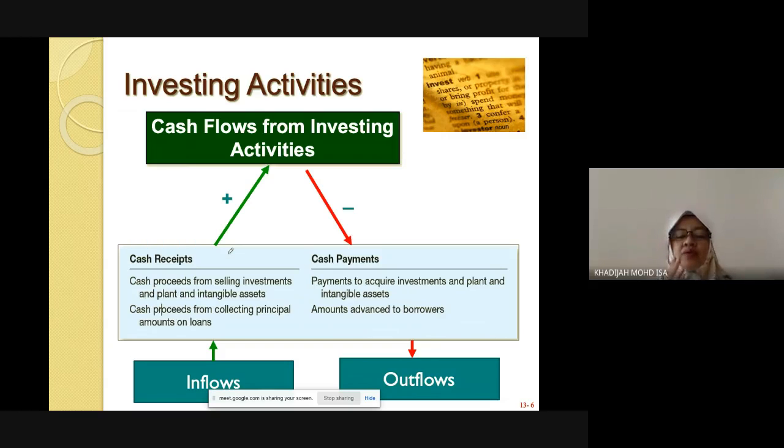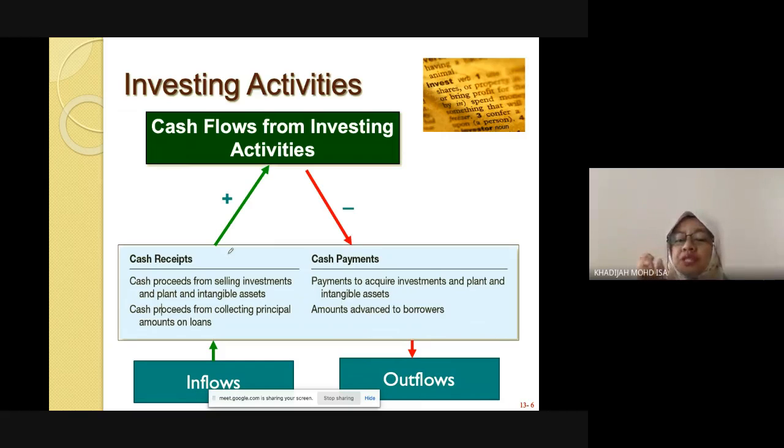And similarly, just now we said cash proceeds from collecting principal amount on loan. In this case, you receive money. In other words, you give a loan to another person, and that person pays you back. So if they pay you back, you are the company that receives the money. When you receive the money, the amount of principal will go under investing. The interest that you receive goes under operating.